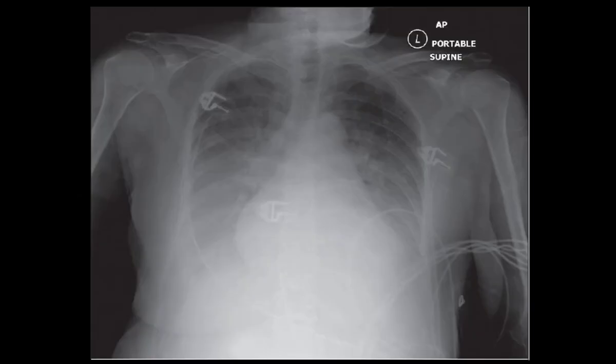This is how it looks. There is obliteration of the diaphragmatic shadow. It appears to be pulled up, and there is haziness at the costophrenic angle.